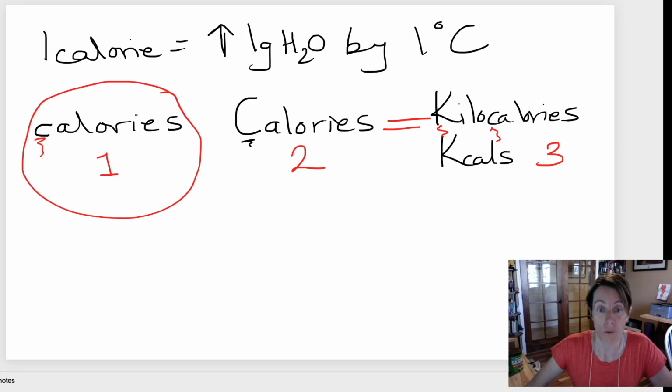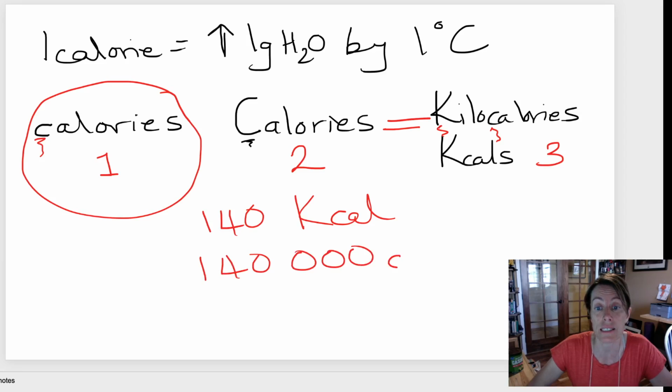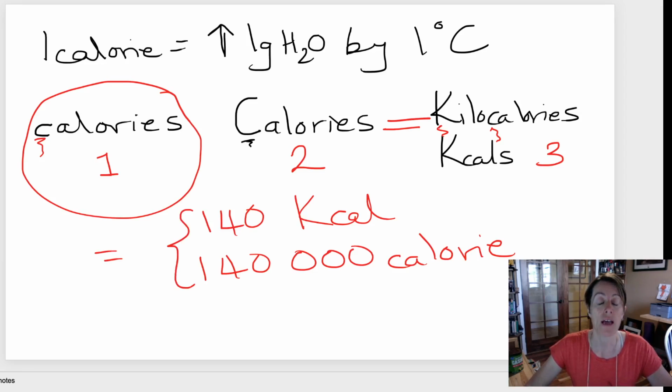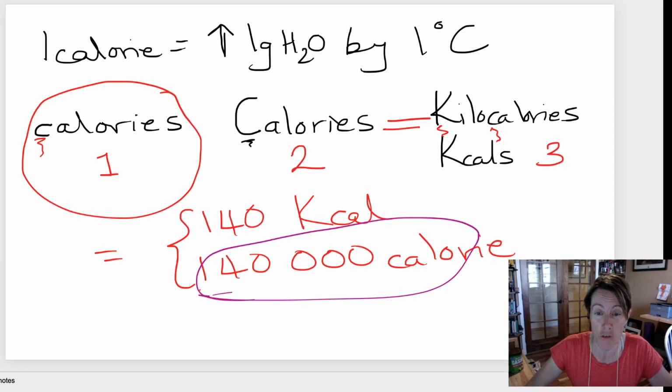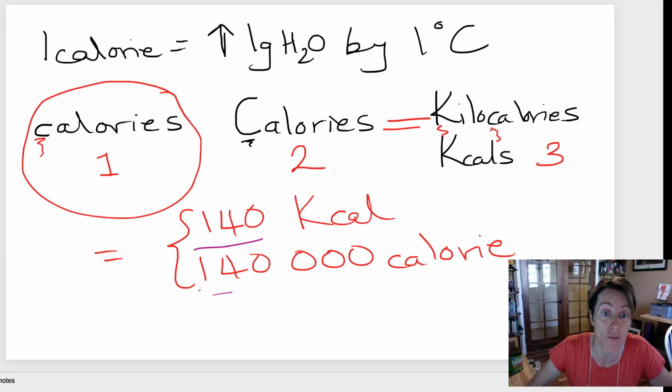And so if these cookies have 140 kilocalories in them, that's the same, if we do the conversion, as saying 140,000 little c calories. These two things are exactly the same, just two different units. However, the food manufacturers looked at this number, 140,000, and thought, oh my gosh, we can't label food as having 140,000 calories in it. Nobody's going to buy it. Everyone's going to freak out. So scientists said, we'll just use kilocalories and label it as 140.